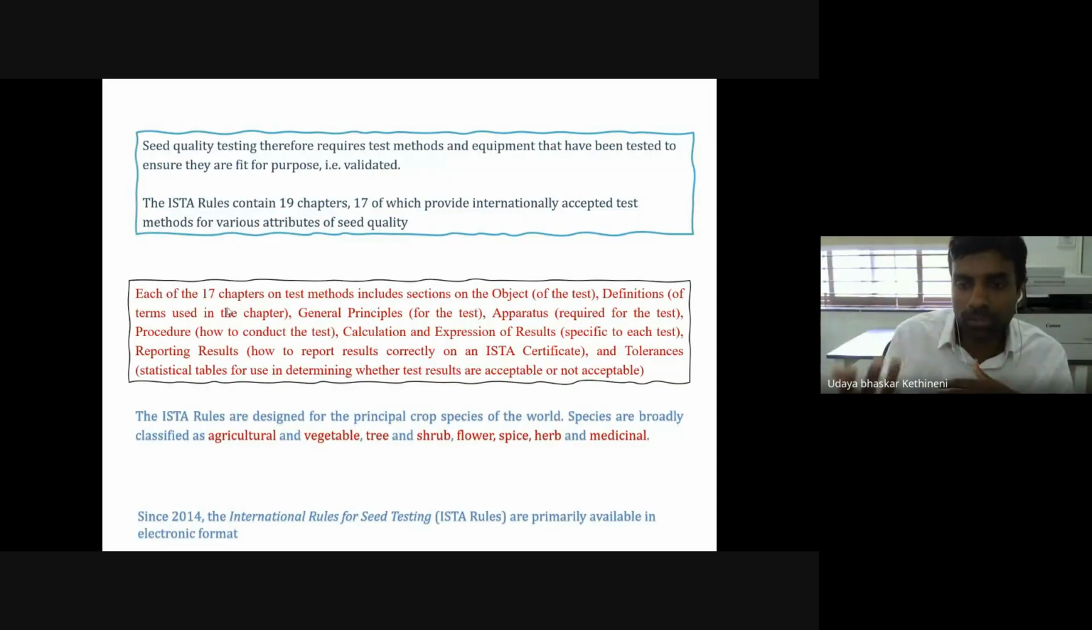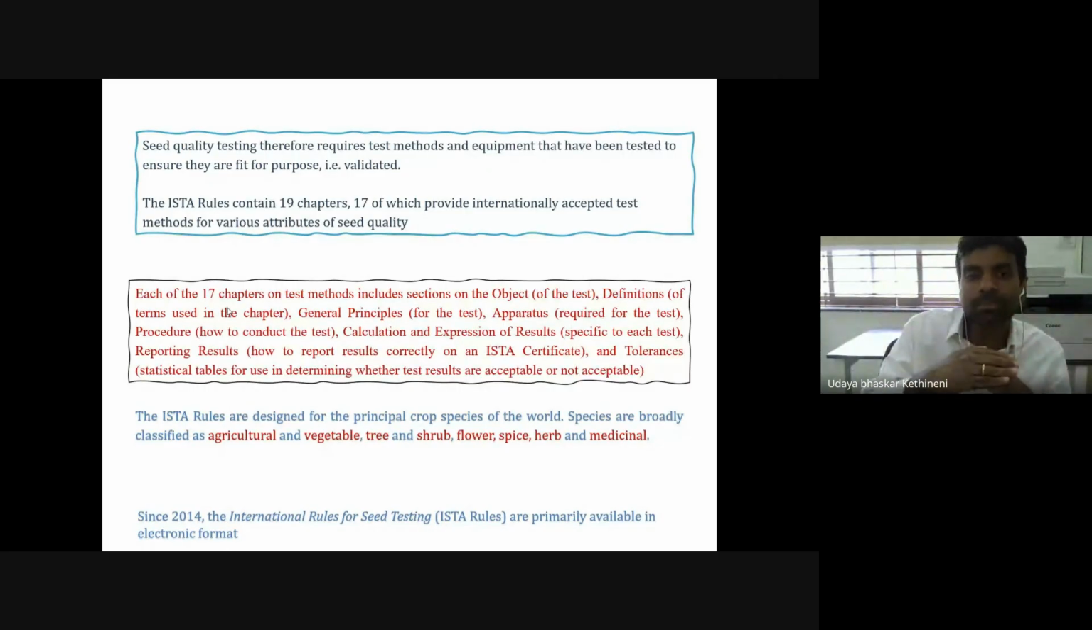The purity test. After purity, they go for measurement of other seeds, then your germination test, then viability, vigor, embryo excision, and GMOs. Each chapter deals with one particular topic. The ISTA rules span roughly 320 to 330 pages, so through them we know the entire range of seed science we are covering.